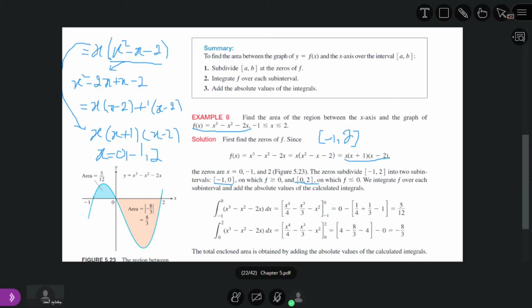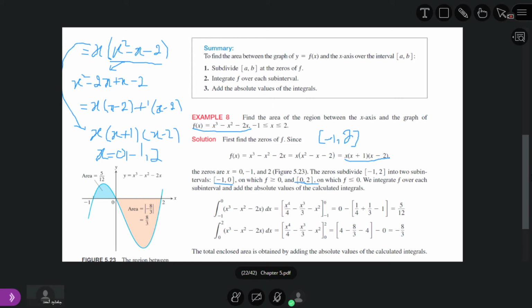Now we compute the definite integral of f of x over the second subinterval, which is 0 to 2. The antiderivative of the function is the same: x to the power 4 divided by 4 minus x to the power 3 divided by 3 minus x square. First we put the upper limit 2. 2 to the power 4 is 16, 16 divided by 4 is equal to 8.